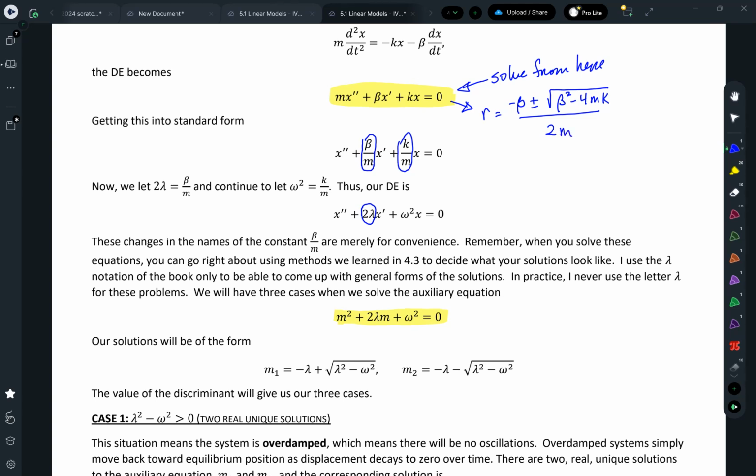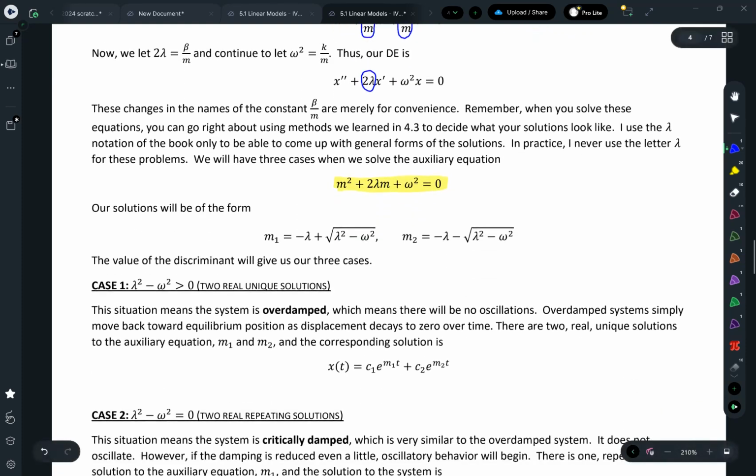And so it looks like we can get lost in lambdas and omegas by trying to change things into the form that they've got, or we can just simply know what it means when we have 2 real unique solutions or 2 real repeated solutions or complex solutions. Okay, it's your choice. But ultimately, you're going to solve the auxiliary equation however you decide to solve it. We should get the same solutions, and then we need to look at the discriminant on our solutions and decide what form we have for our solutions. Okay, so let's go over that part.